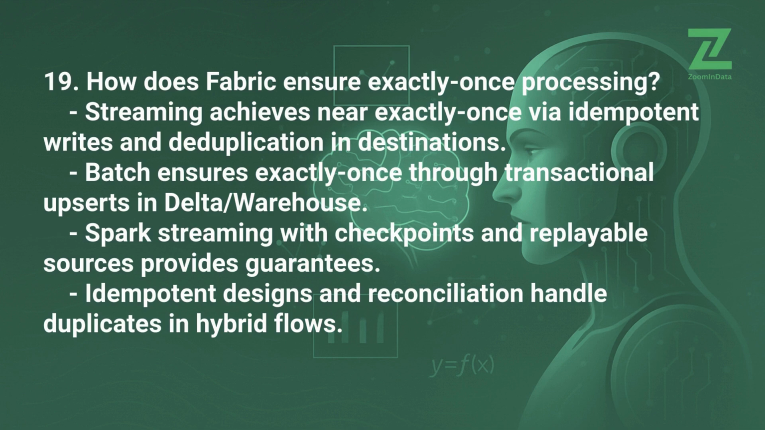19. How does Fabric ensure exactly once processing? Streaming achieves near exactly once via idempotent writes and deduplication in destinations. Batch ensures exactly once through transactional upserts in Delta, warehouse. Spark streaming with checkpoints and replayable sources provides guarantees. Idempotent designs and reconciliation handle duplicates in hybrid flows.